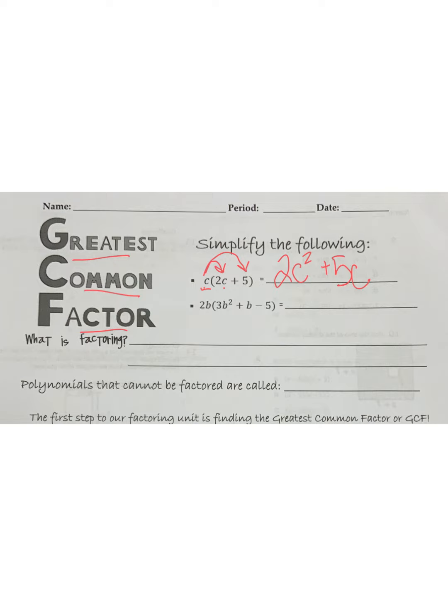All right, now the next one. Just simplifying these again. I'm going to distribute. And we have 2b times 3b squared. Multiply the big numbers. 2 times 3 is 6. And then we have 2 b's here and 1 b here. That gives us 3 b's for b cubed. Next, we have 2b times 1b. It's going to give us 2b squared. And 2b times negative 5 will give us negative 10b. All right, so all we did was distribute everything in there.